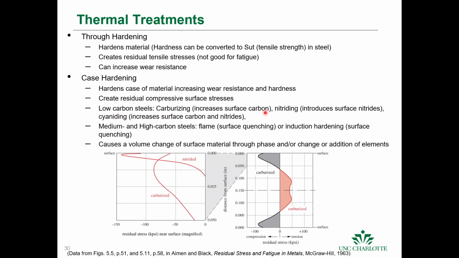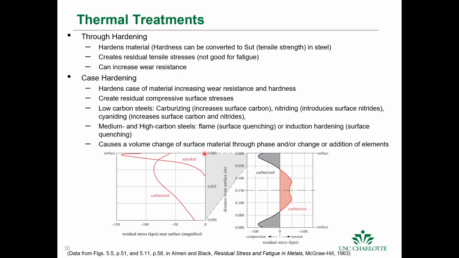These carburizing, nitriding, cyaniding processes cause a change in volume of the material because you're adding these elements. Okay, and that actually is a good thing for fatigue because it creates compressive residual stresses. So this graph here is, if this is the surface of your material, and this is going into the material. If you look at this, this is a 0, so this would be no stress. This is negative. Okay, so these are compressive stresses.